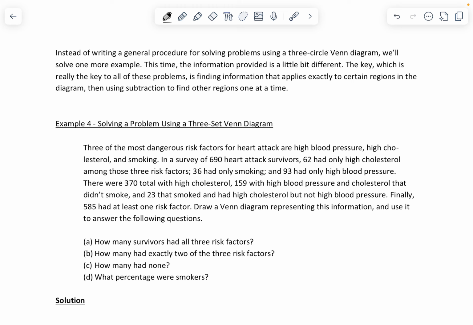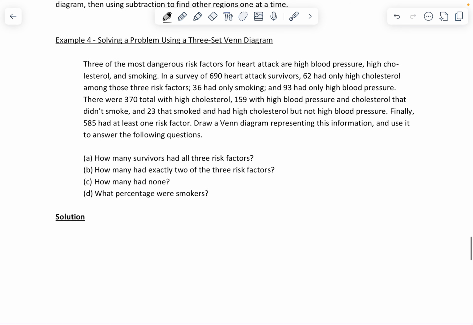In the previous example, we started by filling in the inner region, the overlap of all 3 circles. In this example, the number that goes in that middle region is not given, so we have to fill in some other regions first. Okay? So here's our example.